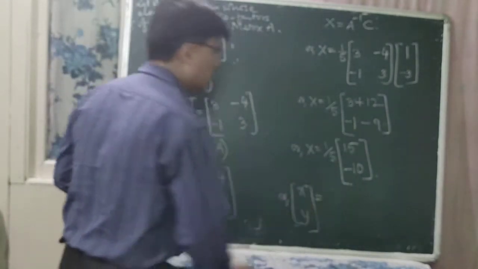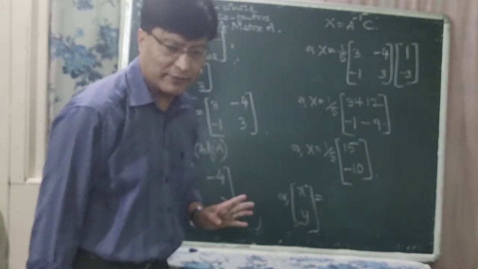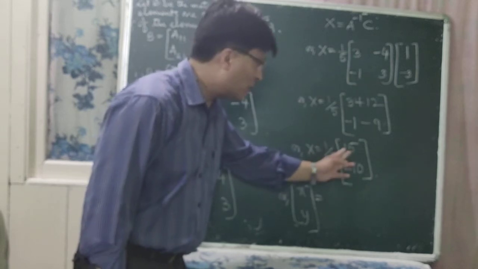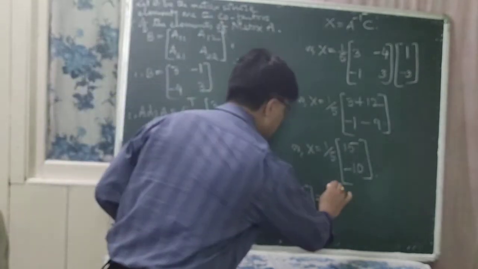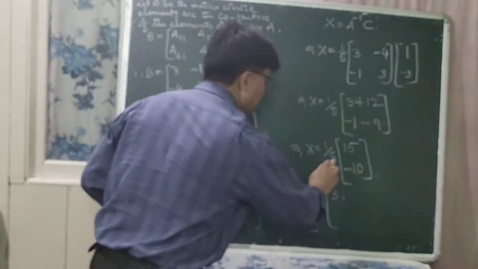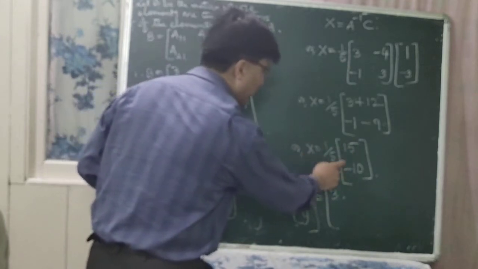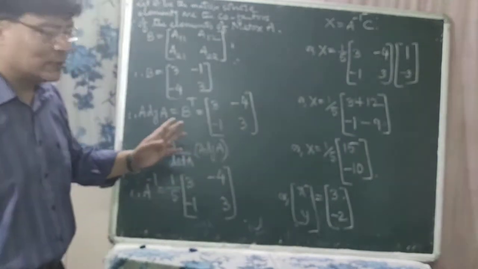So which is equal to, now this is the scalar multiplication of the matrix, that is 1 by 5. 1 by 5 is the scalar multiplication of this matrix. You can multiply all the elements of the matrix by that scalar multiplication. So what do we get? 5 threes are 15. You can divide 15 by 5, or 1 by 5 into 15 is 3. 1 by 5 into minus 10 is minus 2. Is that clear?